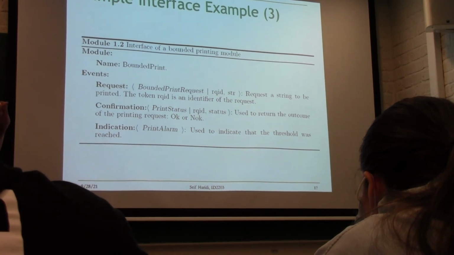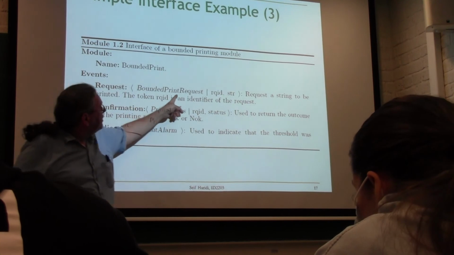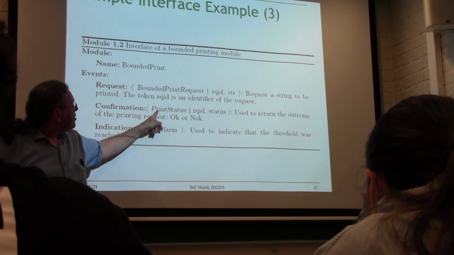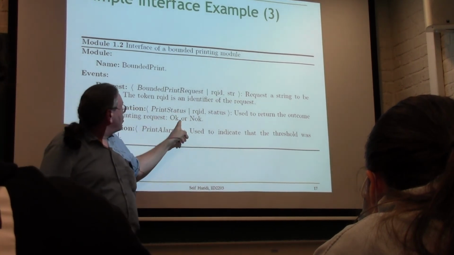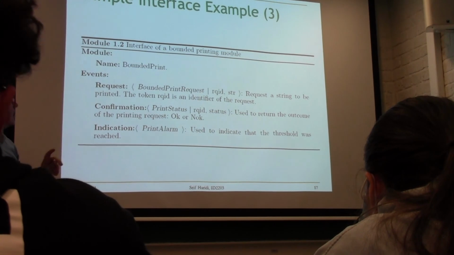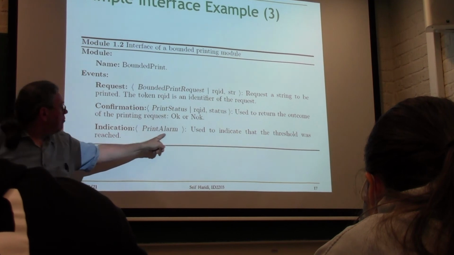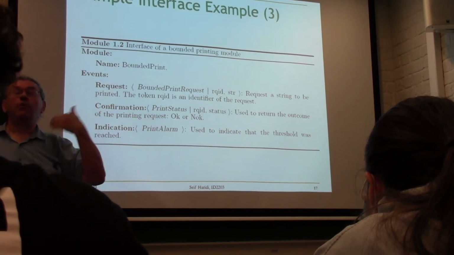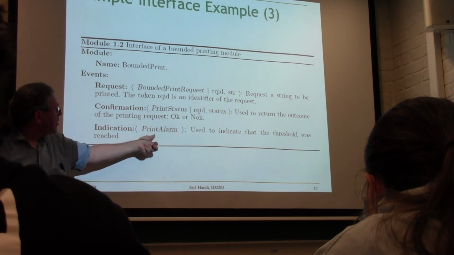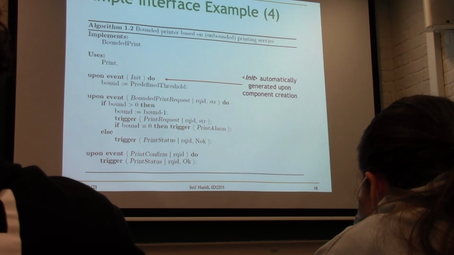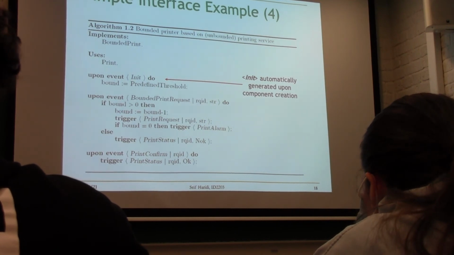So bounded print, you can only do a certain number of prints, and if you overdo it, it doesn't work anymore. So you do bounded print, same as before, with an ID string, and then you get a print status, okay or not okay. So did the print work, or maybe it didn't? And print alarm means that there's a threshold, a maximum number of print requests, and you get it back when you reach the threshold. Okay, that's kind of a very weird printer, but it's a nice piece of code.